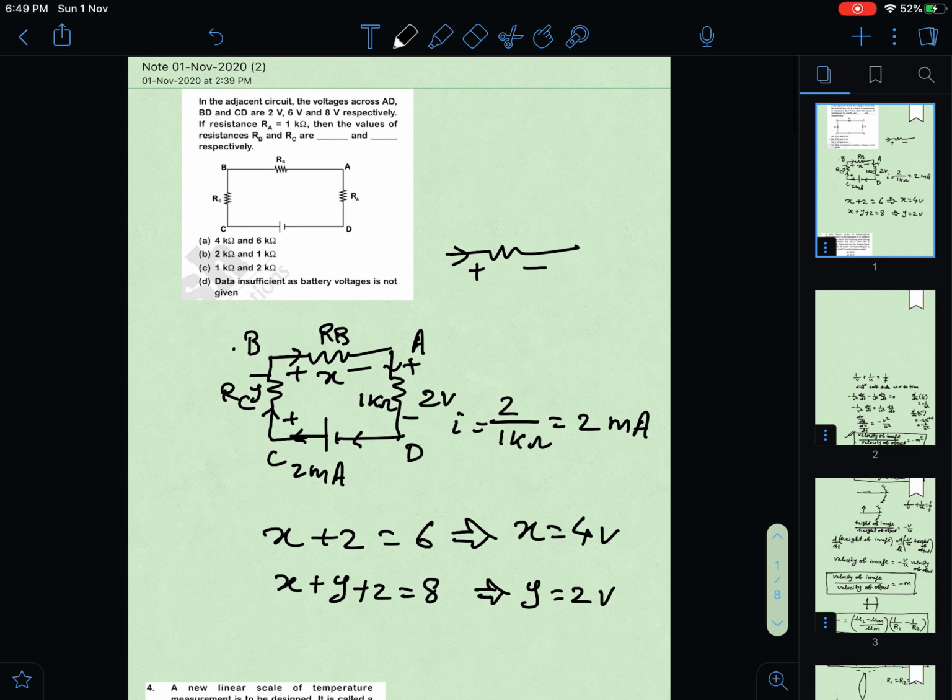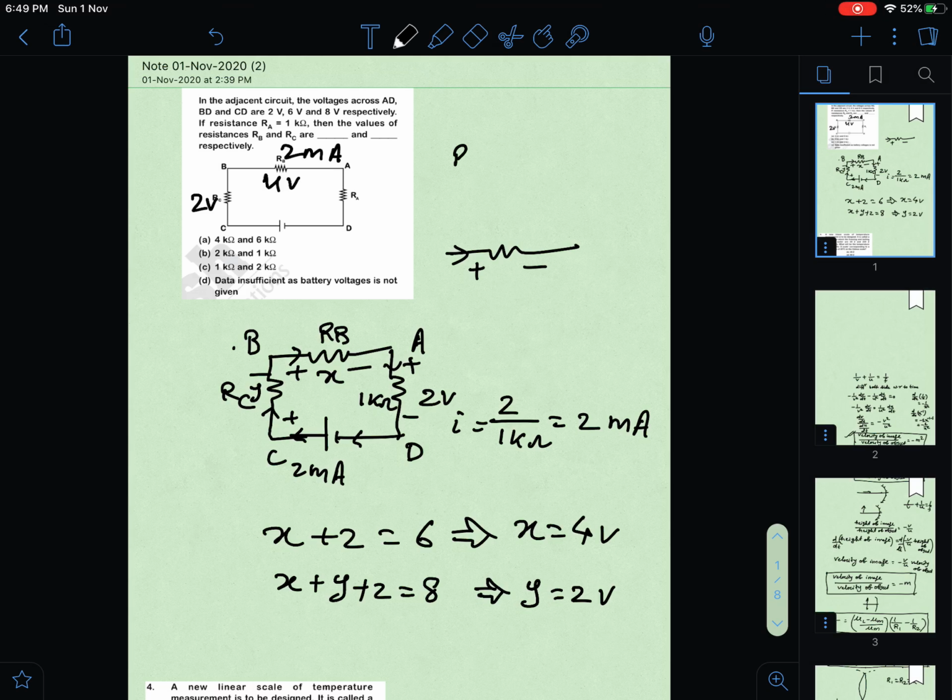So I can get this value of 4 volt and this value of 2 volt. So you have to calculate, and I know the current is also 2 milliampere. So can I calculate, guys, what is the resistance? RB is 4 by 2 milliampere, that means 2 kilo ohm. And RC, if I have to calculate, RC is nothing but 2 by 2 milliampere, which is actually 1 kilo ohm. So the correct answer of this one will be option B.